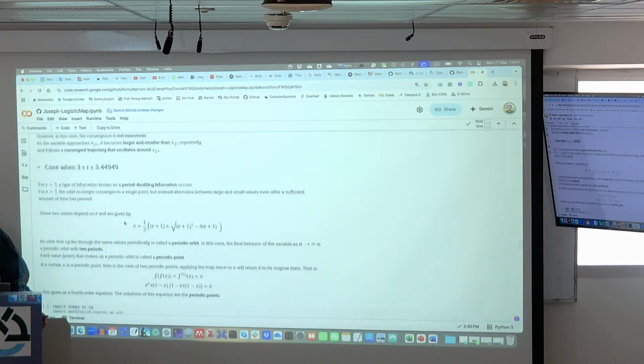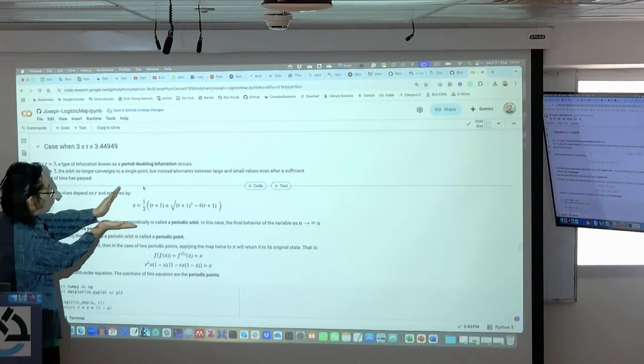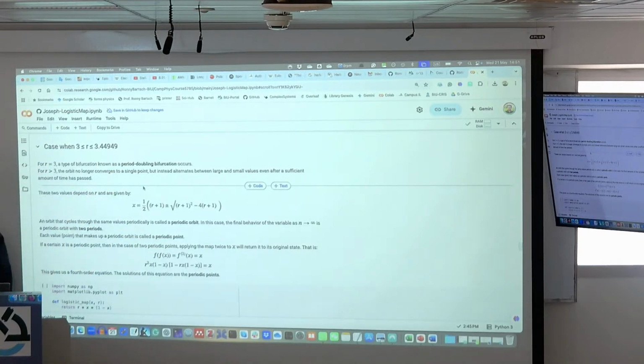So in the case when r is bigger than 3 and smaller than 3.44949, it's very interesting. For r equals 3, a type of bifurcation known as period-doubling bifurcation occurs. Just as I showed you, the bifurcation converts to two dots.